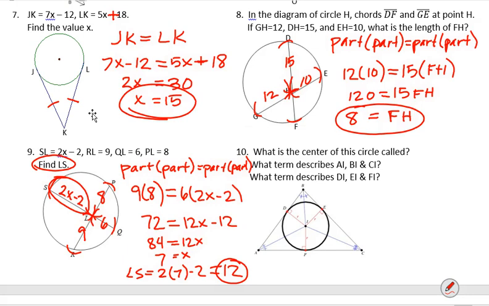Number 11 says, what is the center of the circle? Well, the circle's inside the triangle, so this center is called an incenter. Then it says, what is AI, BI, and CI? AI is here, BI is here, CI is here. Well, it looks to me like these are angle bisectors, because if I look here, I've got a tick and a tick, right? So these are angle bisectors. And then it asks us what DI, EI, and FI are. So DI is a radius, EI is a radius, FI is a radius. So these are all radii.